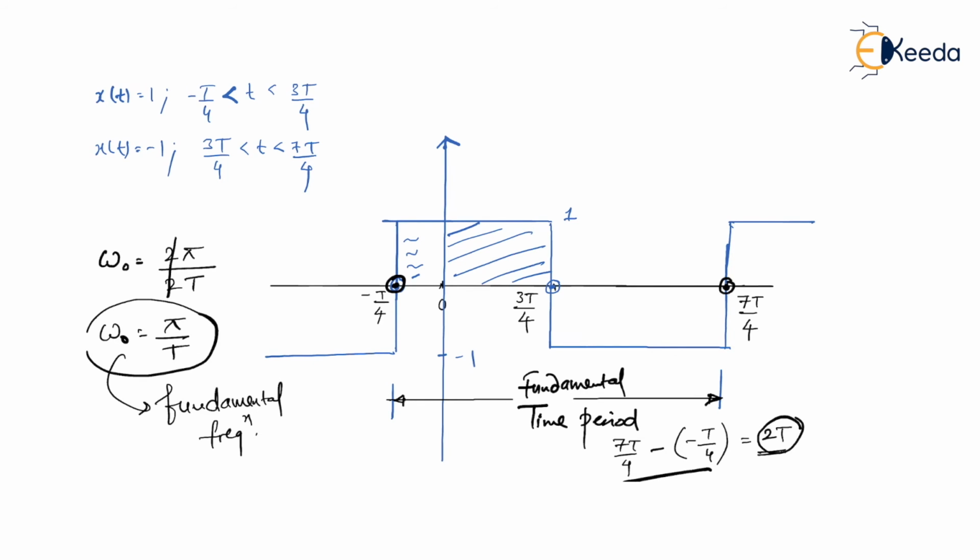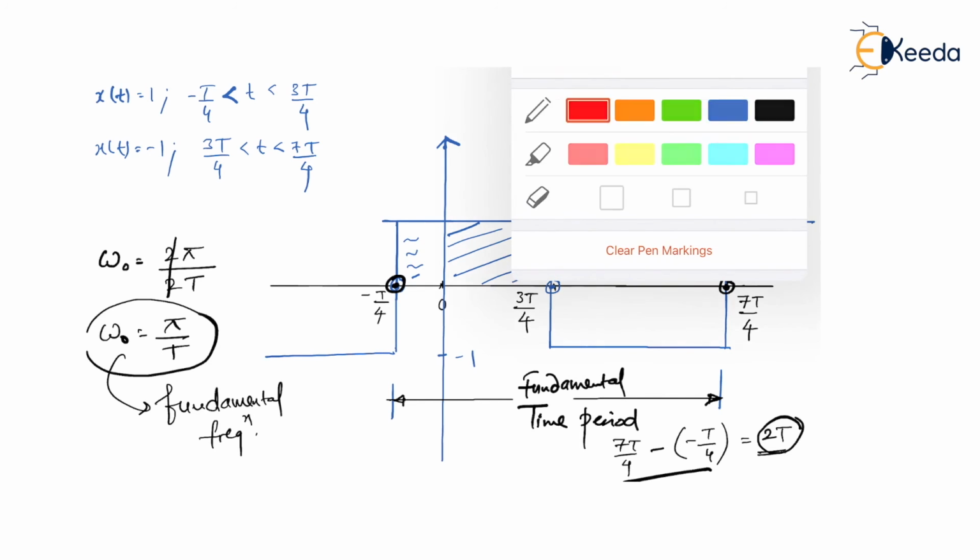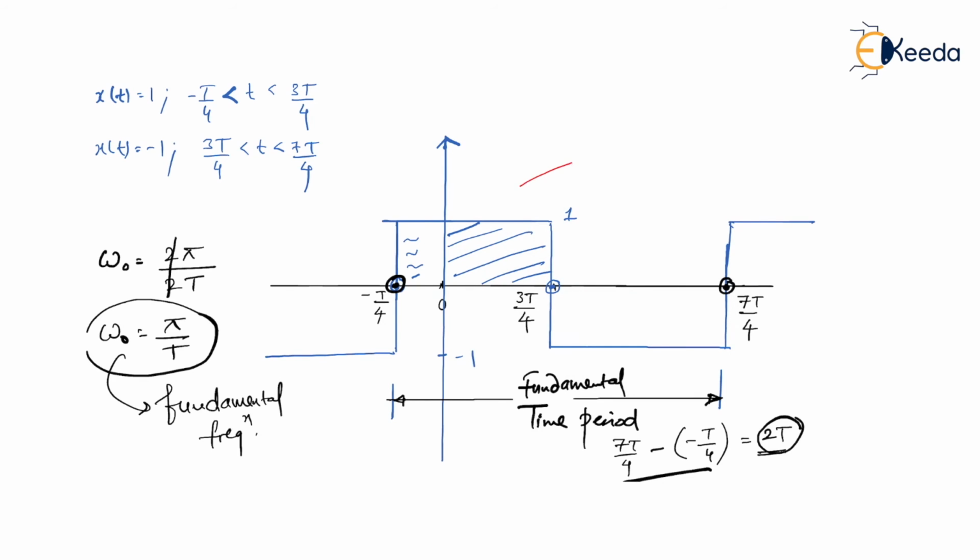So what needs to be done? Whether it will have sine or whether it will have cos term. How do we decide this? So the first point is that it is neither even nor odd signal.